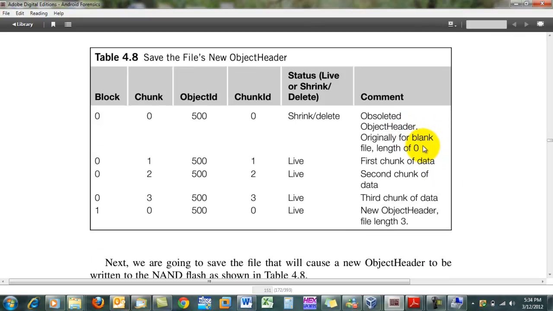Because the file length has changed from 0 to 3, you need to write another chunk. Right now they need to write the 4th chunk, but since there are only 4 chunks per block, you need to write into the next block with a new chunk stating that this is a new object header for 500 with the length of 3. So you realize there are two 500 headers, this one and this one, but this one is obsolete, this one is the latest one. The status for the old obsolete one will be marked as deleted or shrink, and this one becomes live, meaning the new one.